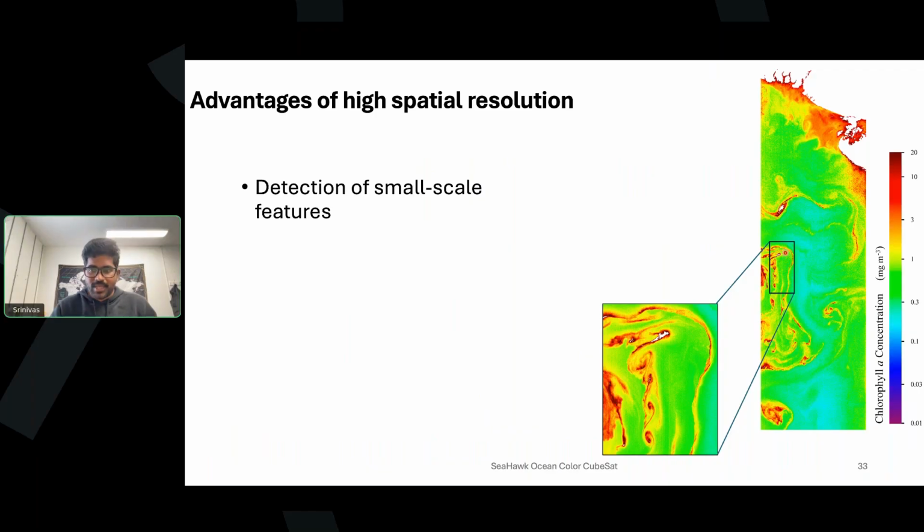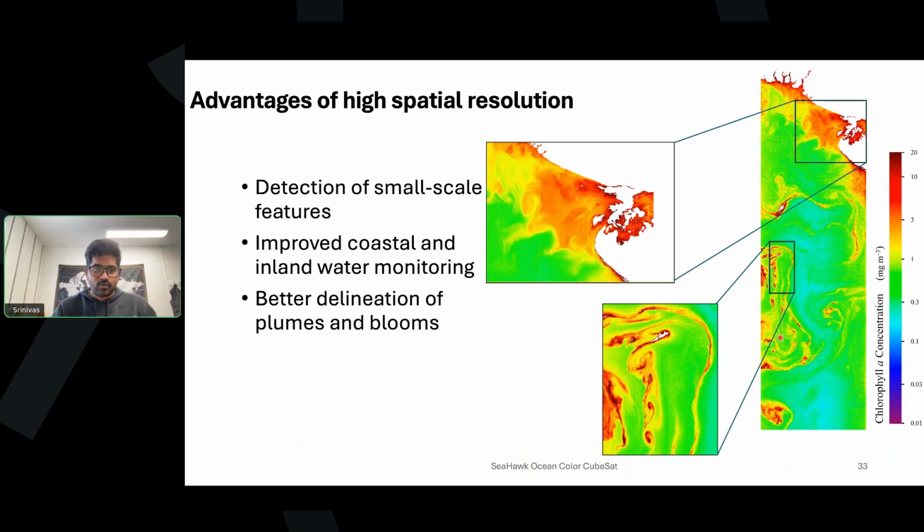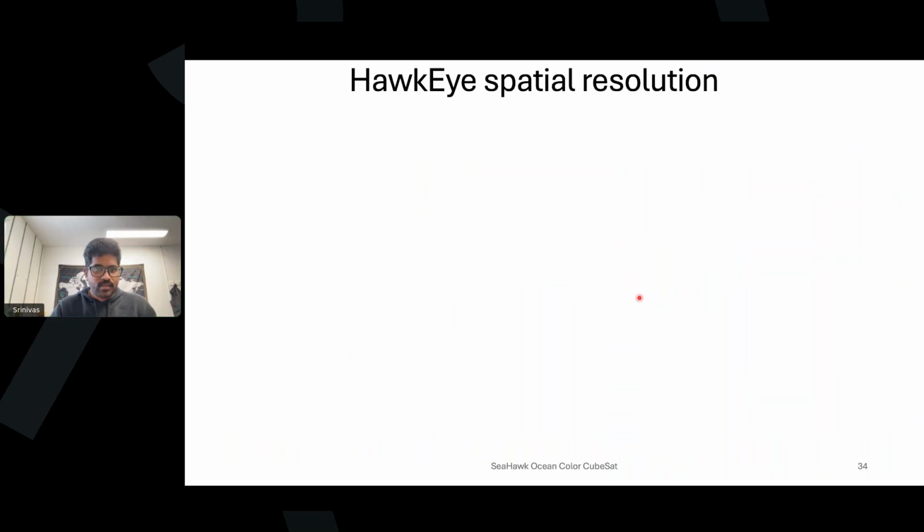For example, in this algae bloom in the Arabian Sea on the west coast of India, you can use it for improved coastal and inland water monitoring and better delineation of plumes and blooms, how well and how long the plumes are extending and how they are sustaining. We can use high spatial resolution data for better delineation, and also for land and water discrimination. So Hawkeye, with its high spatial resolution of 120 meters, is extremely useful.